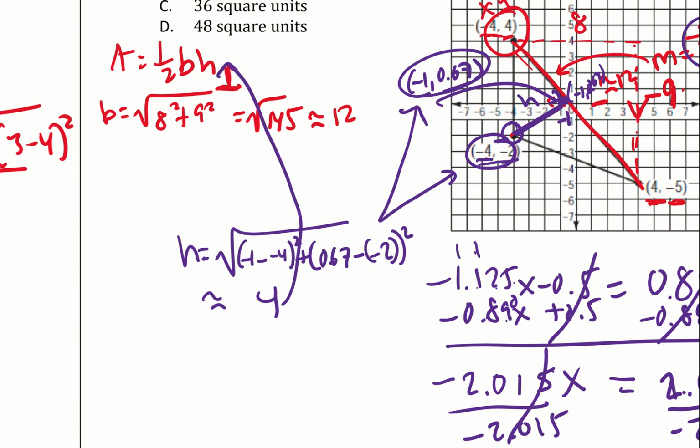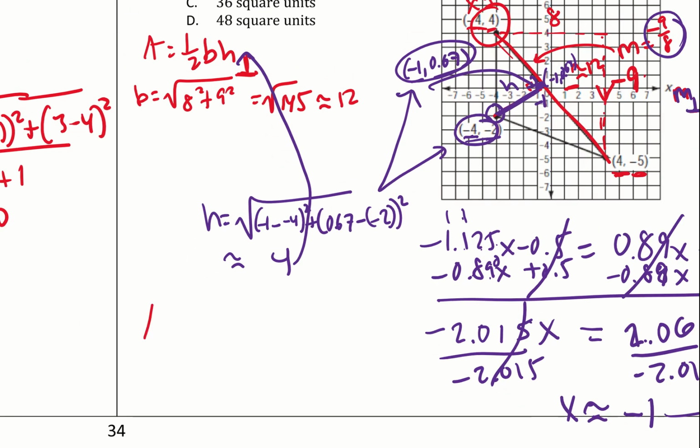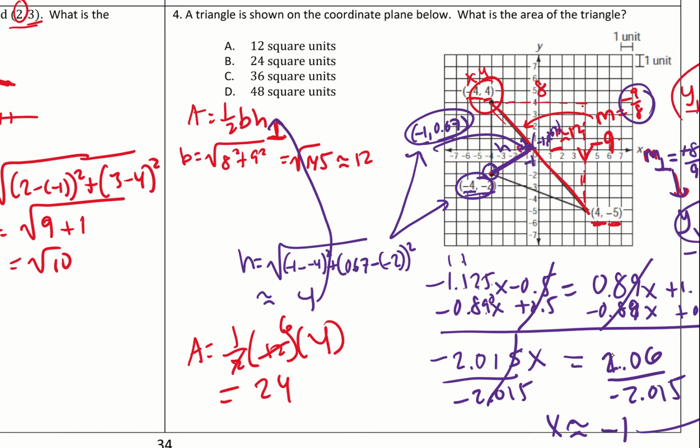Sorry for that. It's a lot of work for this problem, unfortunately. We have 1/2 times the base is 12 and the height is 4. And then half of 12 is 6. 6 times 4 is 24. Goodness, that was a big problem. That was about 24 square units.